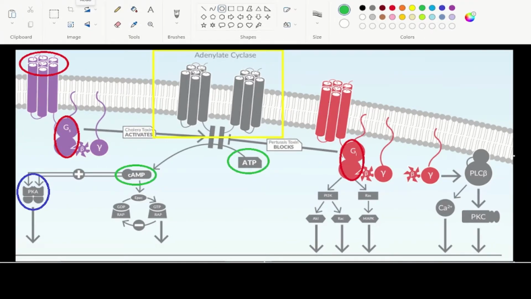The GI subtype also has pathways of its own. These include the activation of PI3 kinase, which activates protein kinase B, also known as AKT. The GI subtype also activates the RAS protein, causing another signaling cascade involving MAPK.